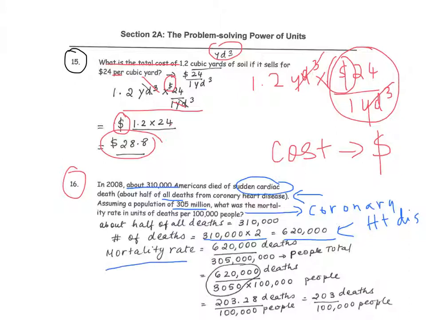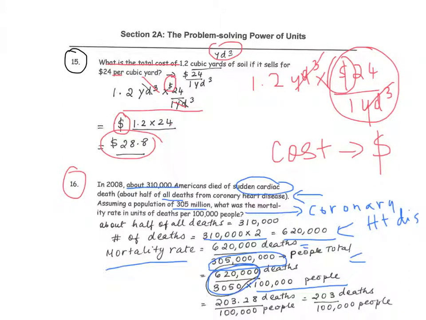The mortality rate is the number of deaths over the total number of people. So 620,000 deaths out of 305 million people. So 305 followed by 6 zeros. But we want to find the number of deaths per, which means divided by 100,000 people. So we write our denominator as 3050 times 100,000.